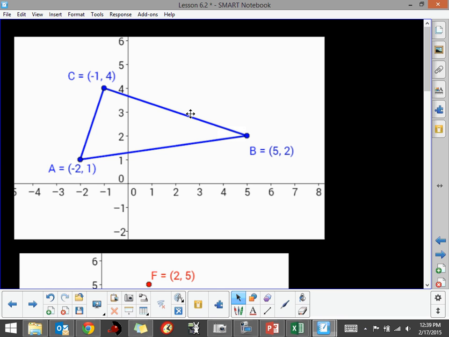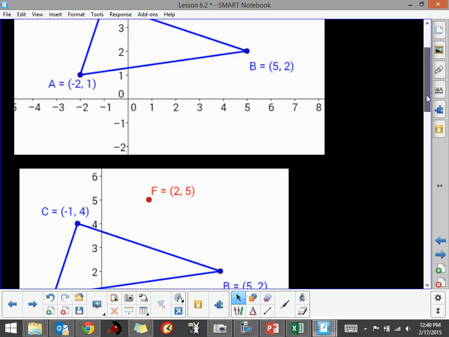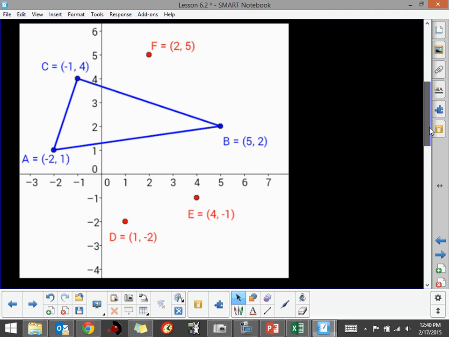If we're going to graph the inverse relation or the inverse function of these ordered pairs, we simply turn the ordered pairs around and we plot those points. So instead of the ordered pair (-2, 1), we plot the ordered pair (1, -2). This is the inverse of that ordered pair. Then I'm going to graph, instead of (5, 2), the inverse of (5, 2), which is the ordered pair (2, 5). And the inverse of the ordered pair for C, the (-1, 4), is (4, -1).